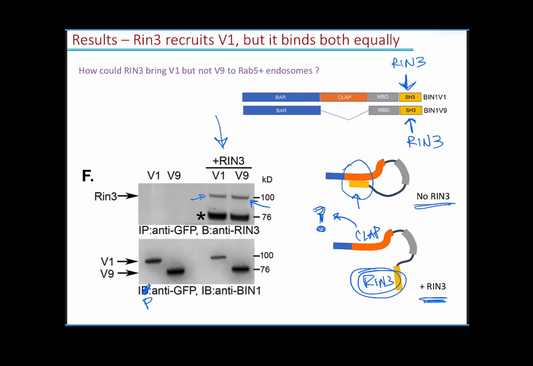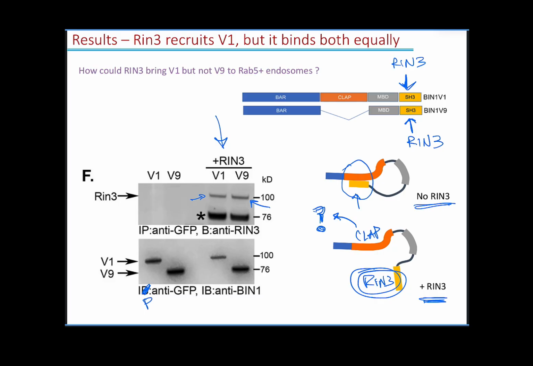Okay? Now, if you put a lot of Rin3 in cells that express V9, the interaction between Rin3 and the SH3 in V9 will still take place. But there is no CLAP to be released or freed by that. So V9, its SH3 may be bound to Rin3, but that doesn't make CLAP all of a sudden appear in the V9 structure. So V9 does not have CLAP, and therefore it will not be brought to the endosomes.